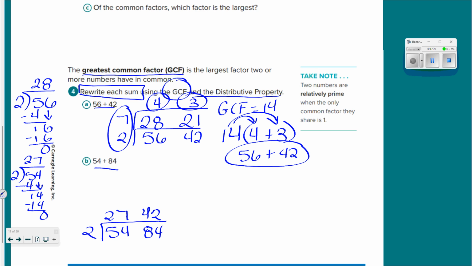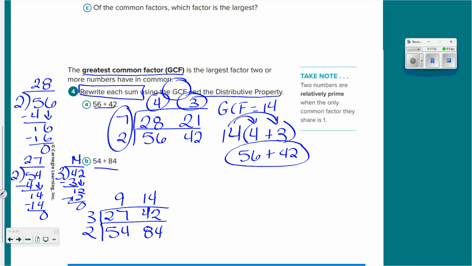So this is 14. Can both of those be divided by 2? 3, 5, 7. Then we're done. What do we know about GCF? It's always on the left. So my GCF is 6. That goes outside the parentheses.